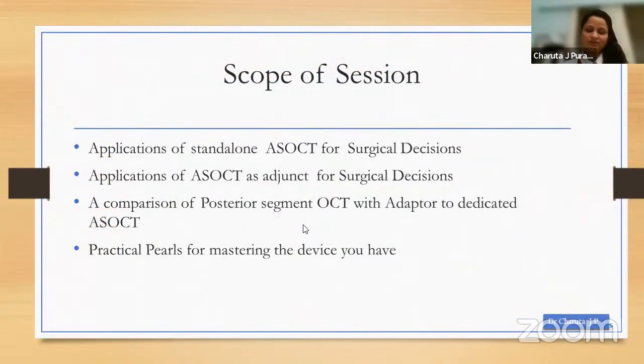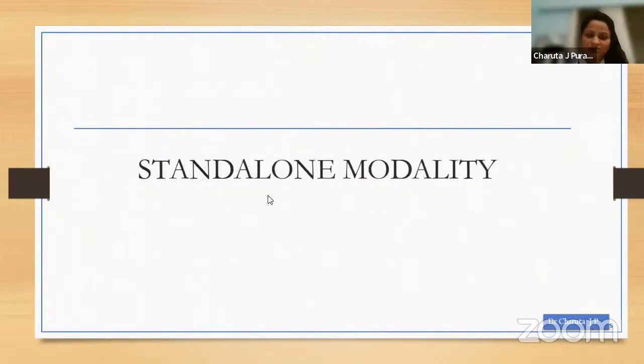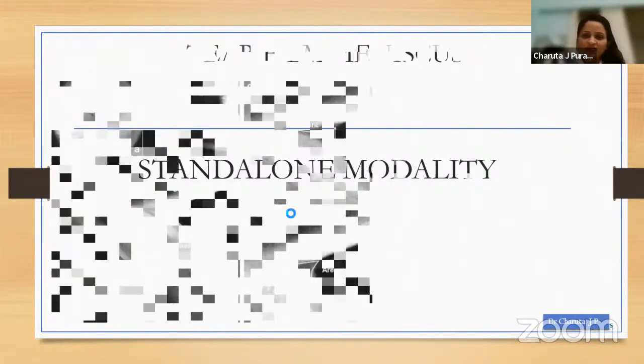In the session I'll be speaking on anterior segment OCT as a standalone modality for decision making, and as an adjunct for the same. I'll also be speaking a little bit about the comparison of using the adapter attachment to a posterior segment OCT versus using a dedicated AIOS OCT device. And at the last, practical pearls for mastering the device that you have.